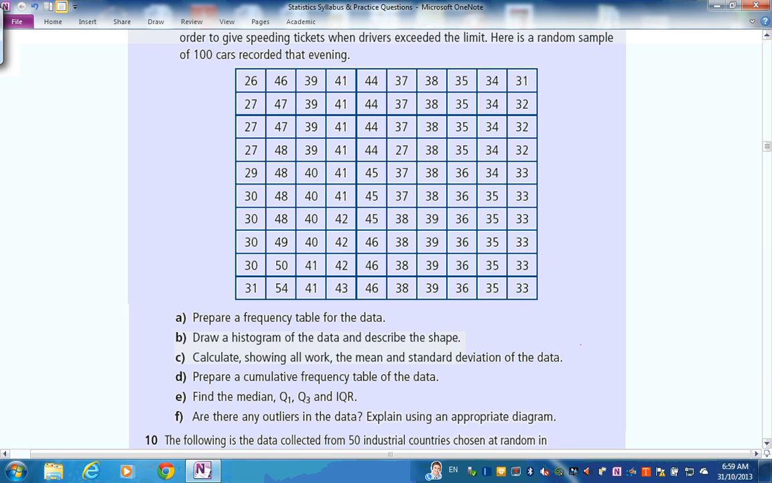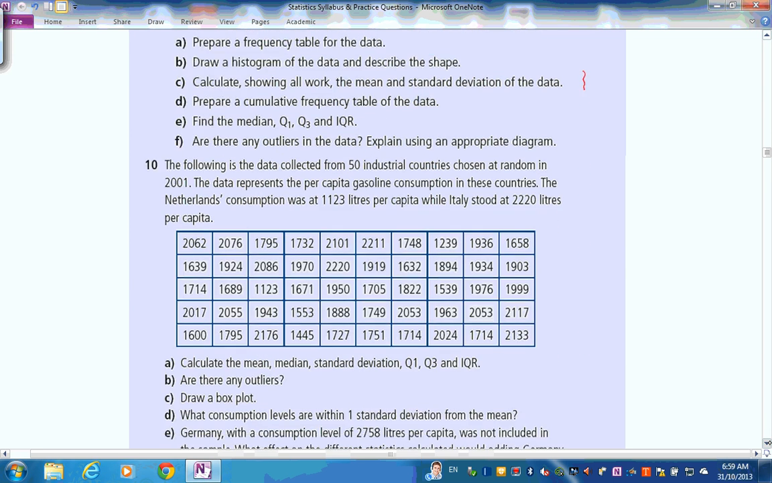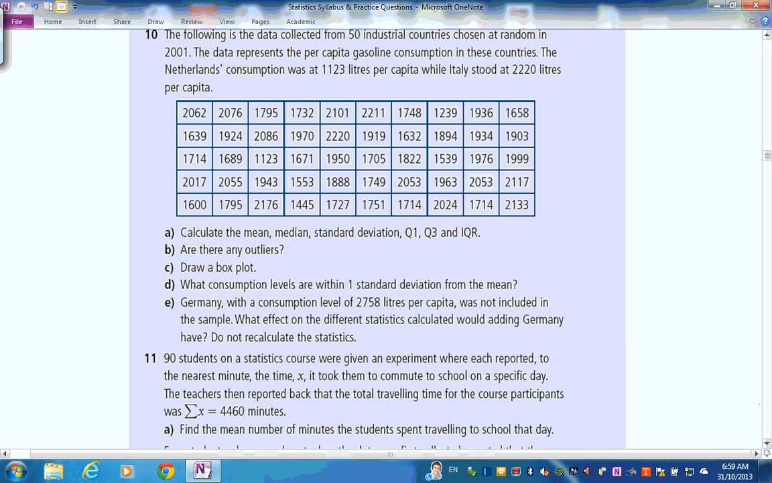Just notice here, I hadn't seen this before. That's not required. Calculate showing all work the mean and standard deviation of the data. The mean you could, the standard deviation is not required in the syllabus, as we just saw. Not by hand. And 10.